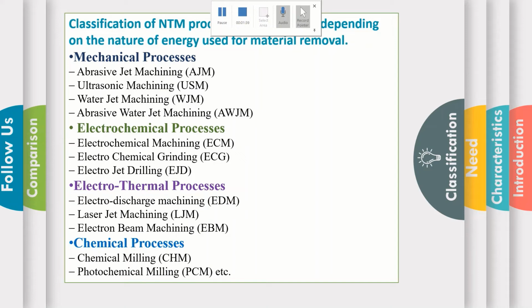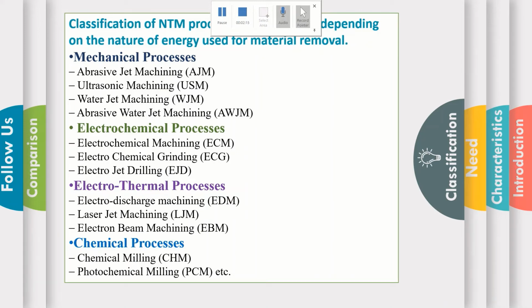Here the thermal energy is applied to a very small portion of the work surface, causing that portion to be removed by fusion and or vaporization of the material. The thermal energy is generated by conversion of electrical energy. Here again three types are there. First is electro discharge machining, EDM. Second is laser jet machining, LJM. And third is electron beam machining, EBM.